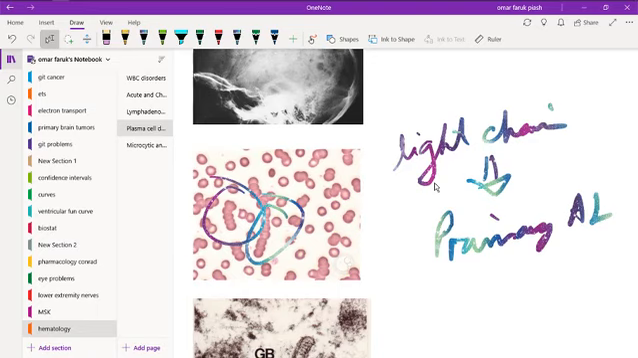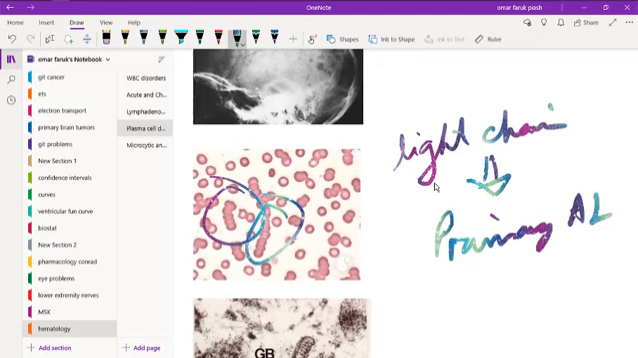And this light chain goes to the kidney and causes renal failure, which is called myeloma kidney. And this free light chain passes out through urine, causing proteinuria, and it is called Bence-Jones protein. These are the most common high-yield words you have to remember in multiple myeloma.